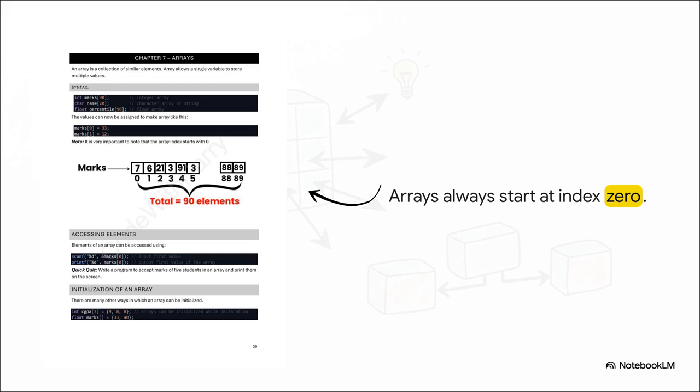And that brings us to the absolute golden rule of C programming. Look closely at the index numbers underneath the boxes here. Notice anything? They do not start at 1. They start at 0. The very first element is accessed using index 0, the second one is index 1, and so on. Honestly, forgetting the 0 indexing rule is the number one cause of bugs when you're starting out. So please, burn this rule into your brain right now.